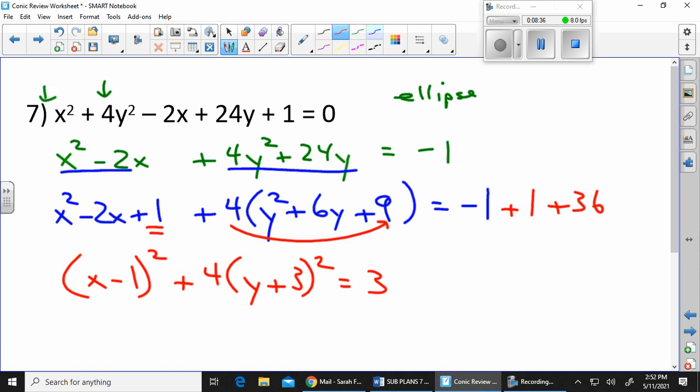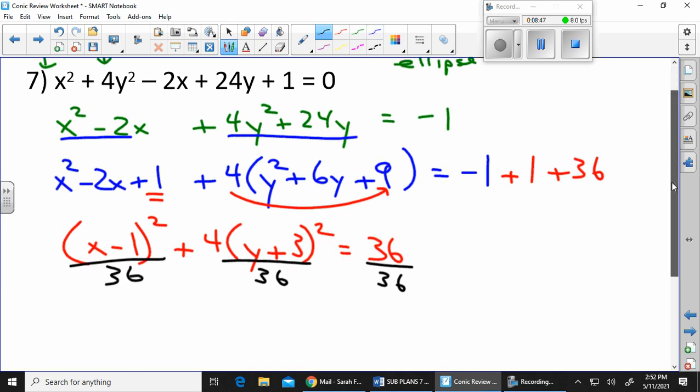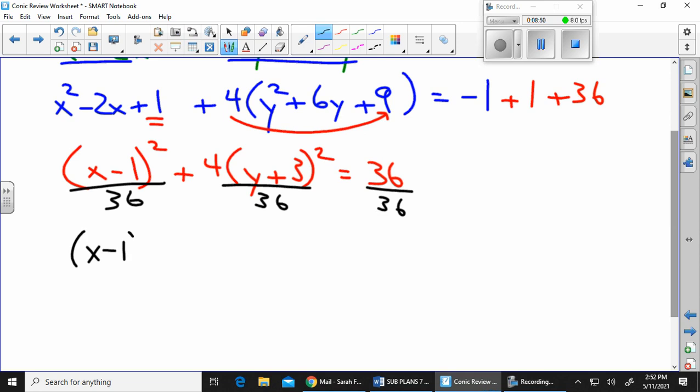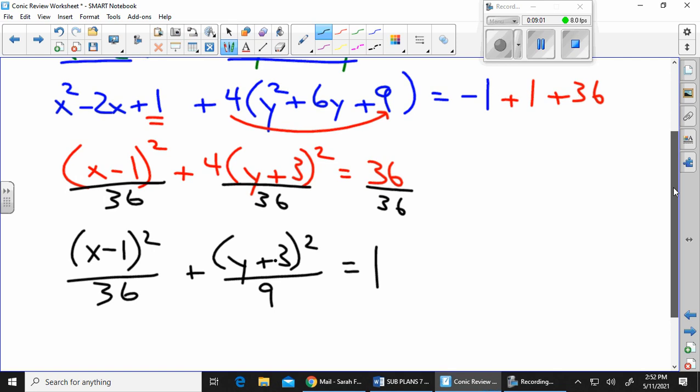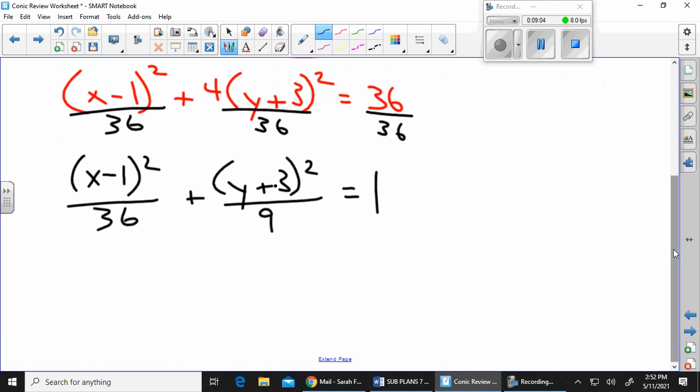And that is 36. It's not in standard form. Divide by 36. So standard form should be x minus 1 squared over 36, y plus 3 squared over 9 equals 1. So then I got this ellipse. I'm going to draw it. When I think of what I'm drawing, I need with an ellipse my center, my vertices, etc. So, you should sort of see that stuff.